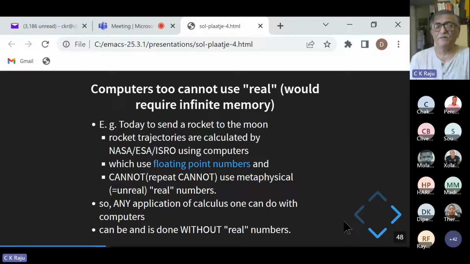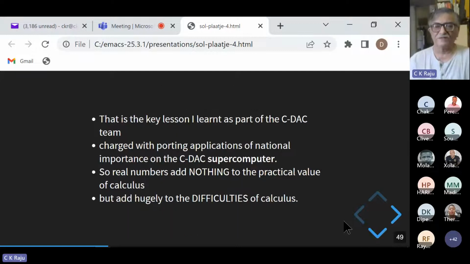So every practical application today that is done on computers is and can be done without real numbers. So real numbers add nothing to practical value, but they add enormously to the difficulty of calculus. This is the key lesson I learned as part of the CDAC team, because I was supposed to implement applications of national importance, oil and including rocket trajectories and so on. But you could do all that without real numbers, because I came from a formal mathematics background, partial differential equations, so easy to solve on a computer.